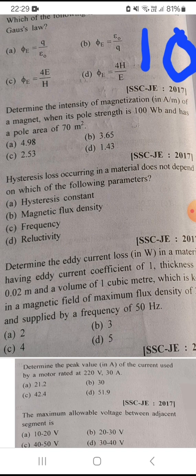So here we know that W is equal to K into B square into F square into T square into V, that is the 4 watt is the right answer. Okay, option C is the right answer.